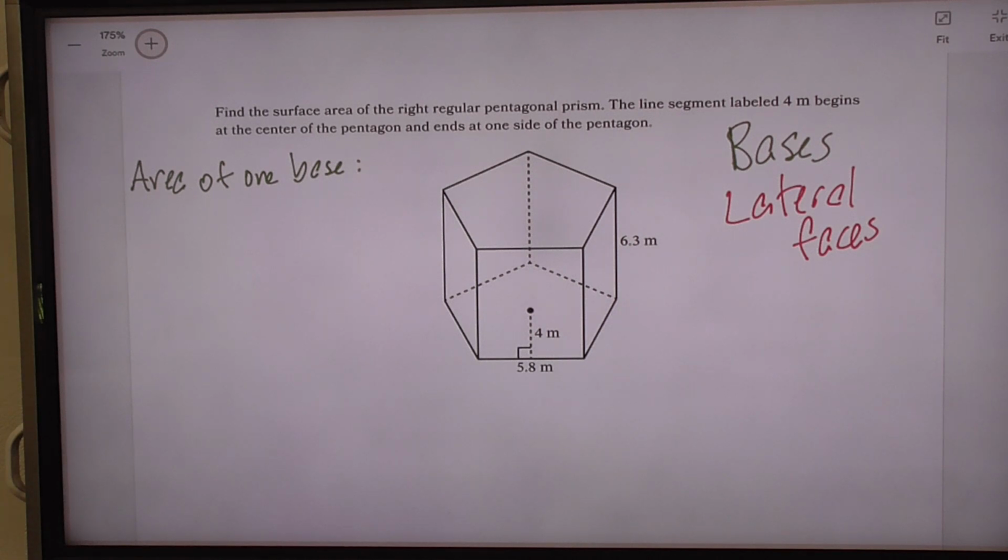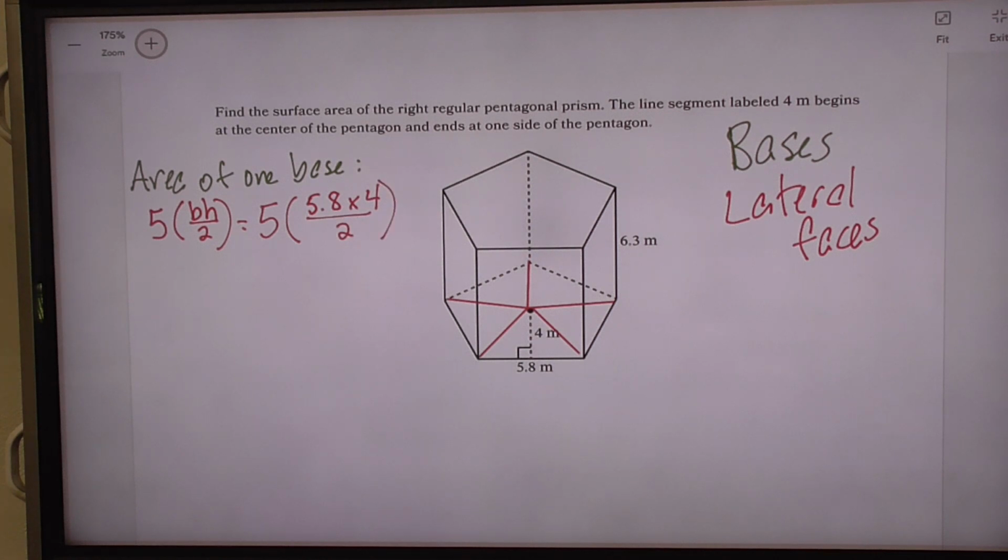So what we need to do is look at this picture they have for us and deconstruct this problem. If you look at the center, and if we draw a line here and a line here, we just created a triangle, and we actually have 5 identical triangles. To find the area of the base, we're going to take the area of one triangle and multiply it by 5. So that's base times height divided by 2. So we're going to do 5 times the base, which is 5.8, times the height, which is 4, and divide it by 2.